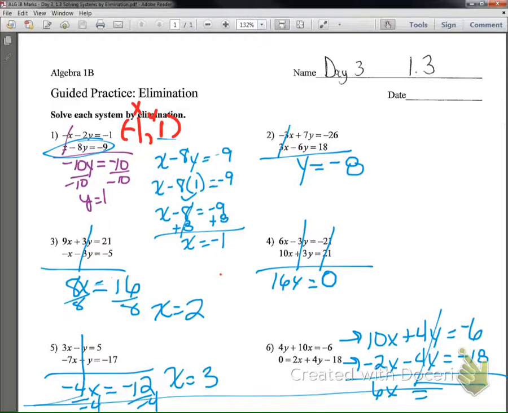Well, they're the same sign, so you have to add, right? 6 and 18 is 24, and the bigger sign wins. They're both negative, so it has to be a negative 24. To get x all by itself, then you'd have to divide by 6, divide by 6. So x in this one is equal to 4.